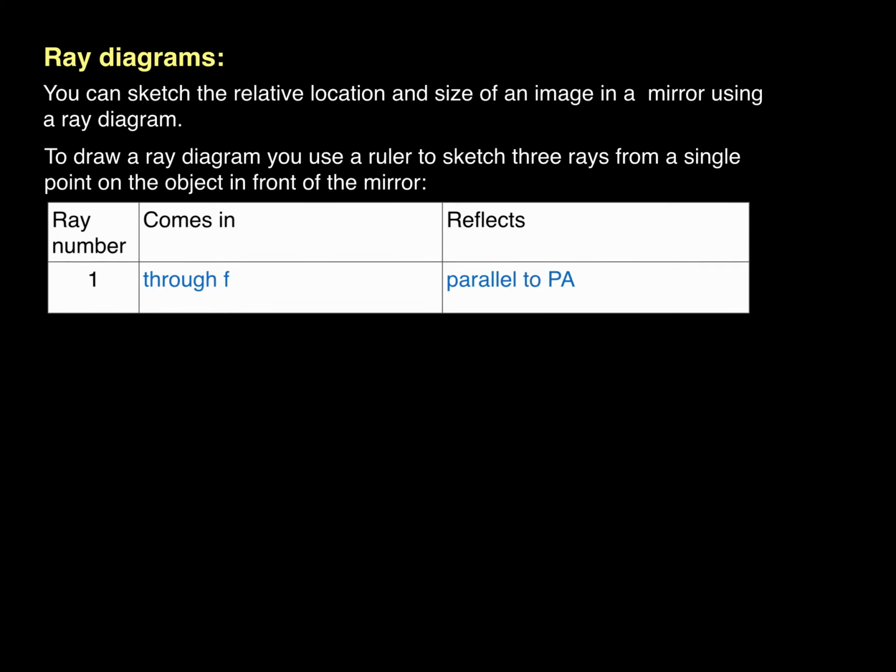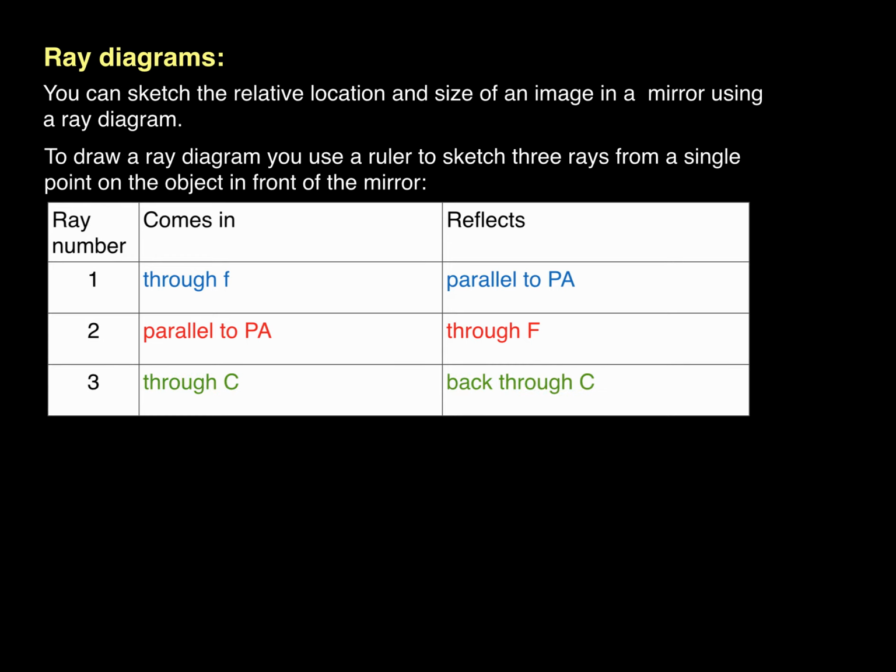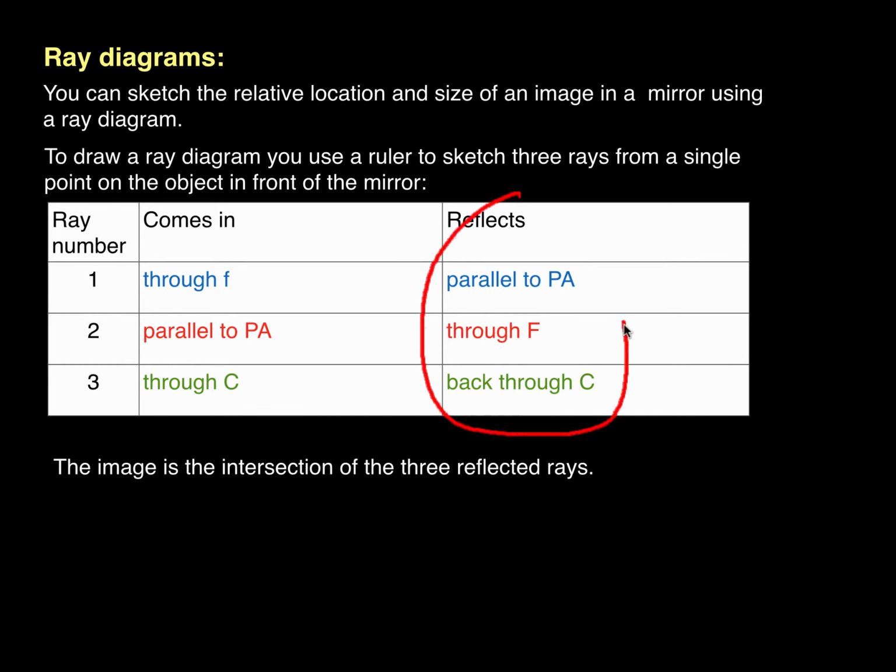The first ray comes in through the focus and reflects parallel to the principal axis. The second ray you draw comes in parallel to the principal axis and reflects through the focus. The third ray you draw comes in through the center and reflects back through the center. The image is the intersection of the 3 reflected rays.